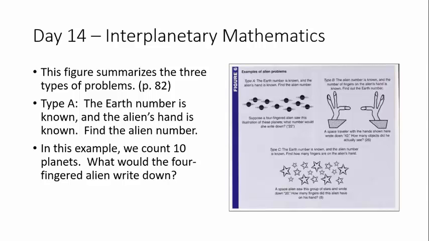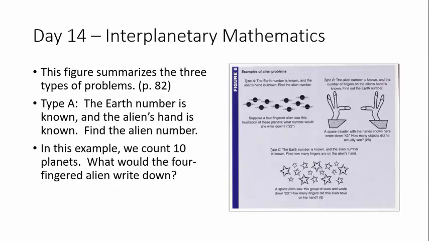This is figure 6 from page 82. This figure has 3 types of problems that we see from this type of thinking about mathematics. The first type, type A, has a problem like this. The Earth number is known and the alien's hand is known. Find the alien number.